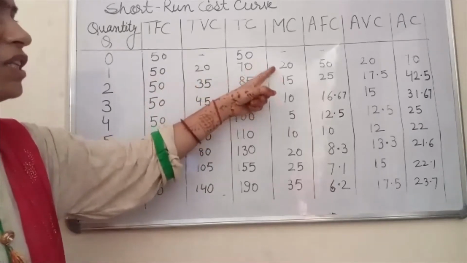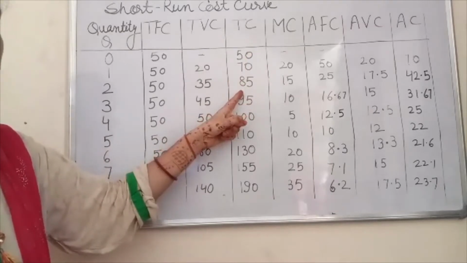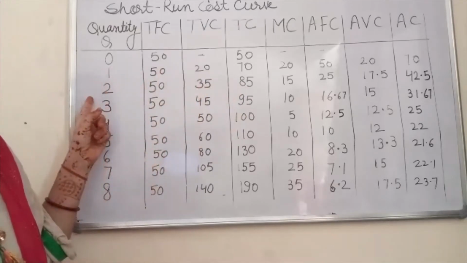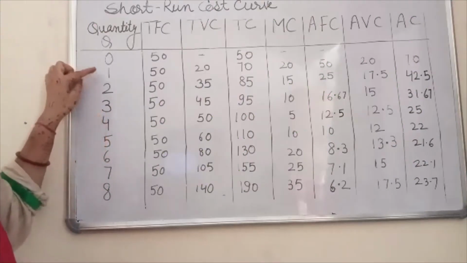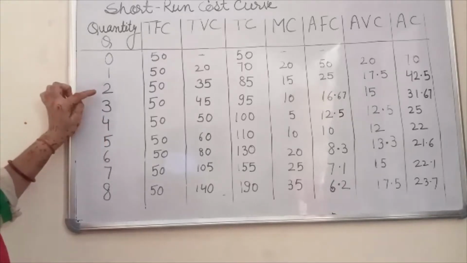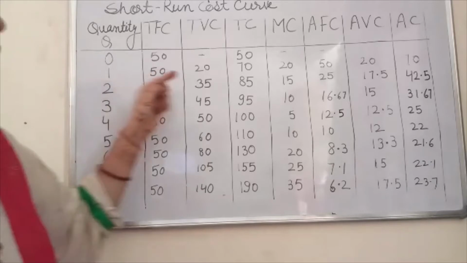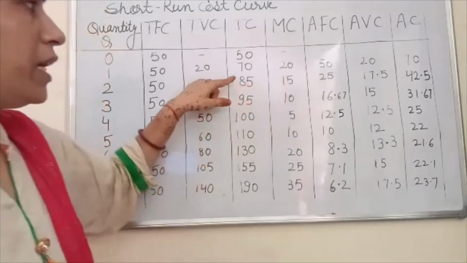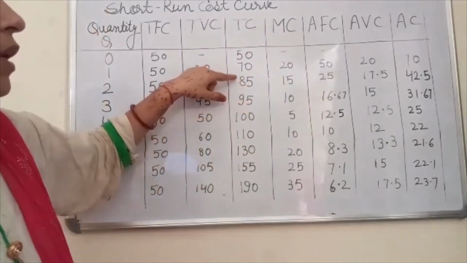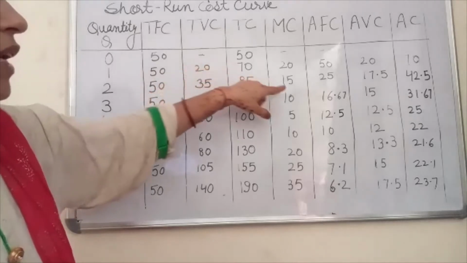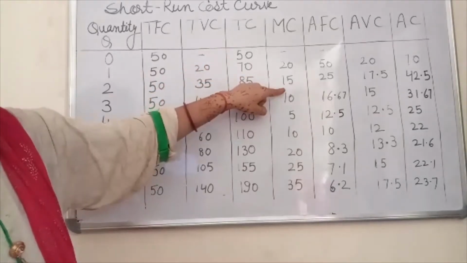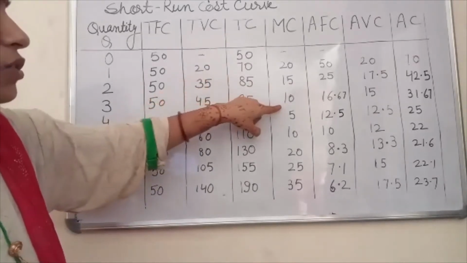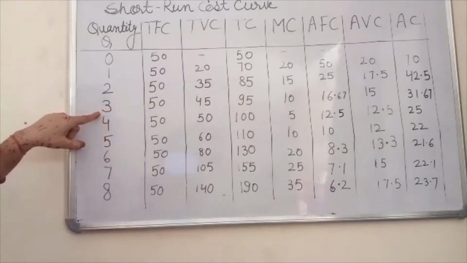Now marginal cost. Marginal cost is the change in total cost when we produce an additional unit of output. When we move from 1 unit of output to 2, the marginal cost of second unit will be 15, because when we subtract 70 from 85, we get 15. When we subtract 85 from 95, we get 10. So this is marginal cost of third unit.